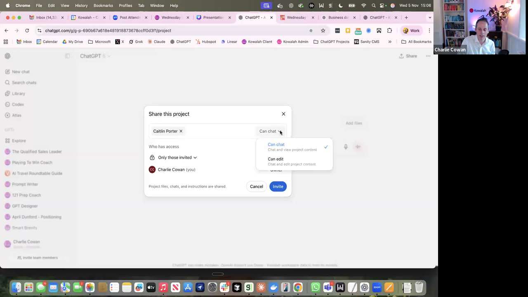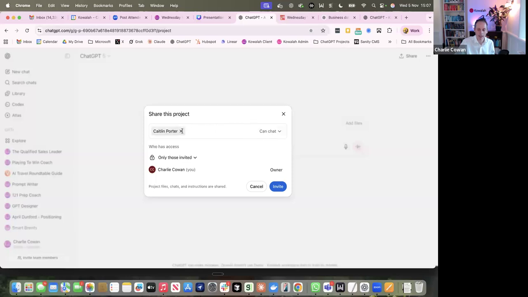Now, when I do that, I can give Caitlin one of two sets of permissions. So I can allow Caitlin just to chat, which means that she cannot change the instructions and she cannot change the files that I've added to that project. Or I can allow Caitlin to edit, and we're truly collaborative here. And so we're working on it together, and she can edit those things.